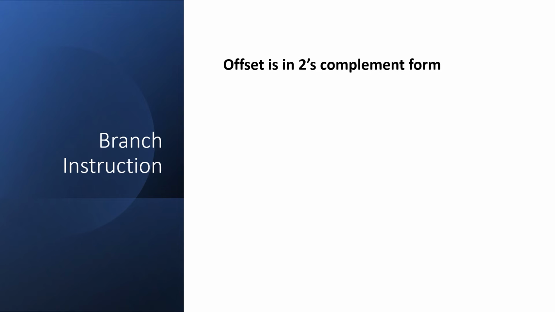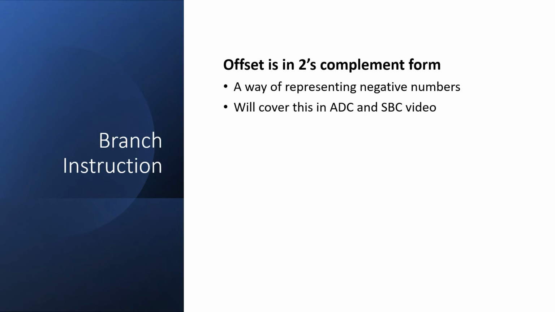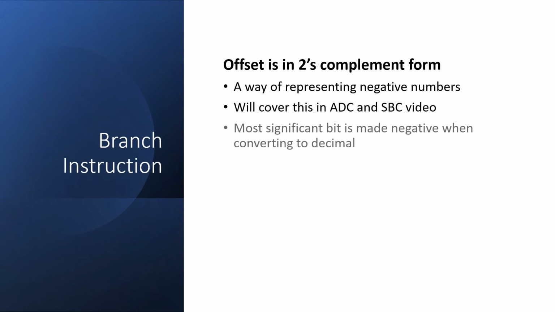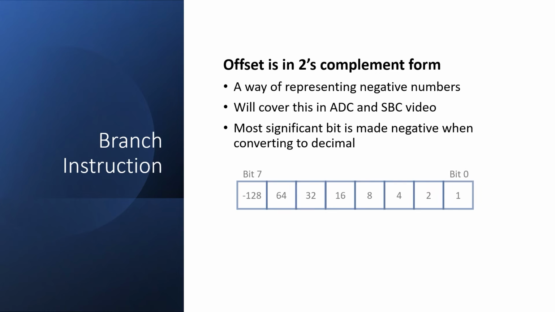Well, to understand why the jump occurred this way, we need to briefly go over 2's complement representation. 2's complement is a way of representing negative numbers in binary, and I'll go over them in a lot more detail in the addition and subtraction videos. But essentially what we do is assign the top bit a negative number rather than a positive number. In this case, we assign bit 7 the value of minus 128. So now if we want to represent the value minus 16 decimal, we find that if we add minus 128 with 64, 32, and 16, we get the value of minus 16. So minus 16 decimal is represented as F0 in hexadecimal.